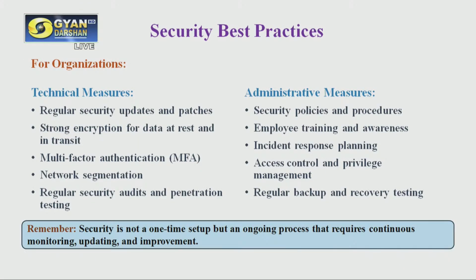Some administrative measures are security policies and procedures, and employee training and awareness, which is important. Incident response planning: if an incident happens, how should it be tackled, and how should users be notified that the incident has happened. Access control and privilege management is another important thing. Access control can be role-based or attribute-based, and privilege management means how you are authorized and what kind of privileges you have.